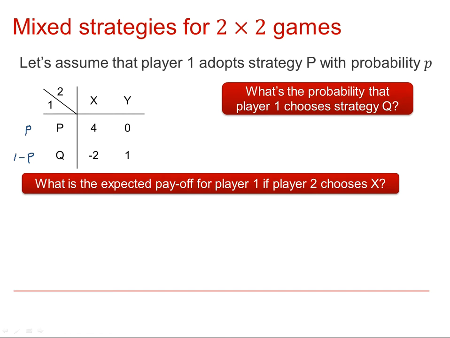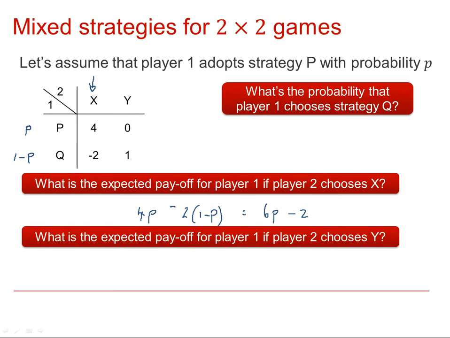If we look down the column for X, we can see that the payoff will be 4 multiplied by p, minus 2 multiplied by 1 minus p. So that becomes 6p minus 2. But that's if player 2 decides to choose X. What happens if they decide to choose Y? Well, there we've got 0 times p plus 1 times 1 minus p. So that gives us a total of 1 minus p.